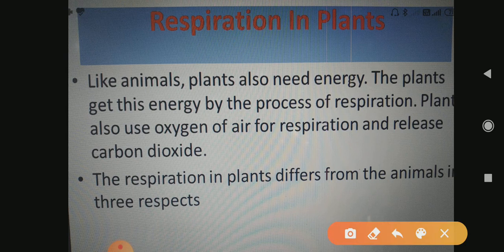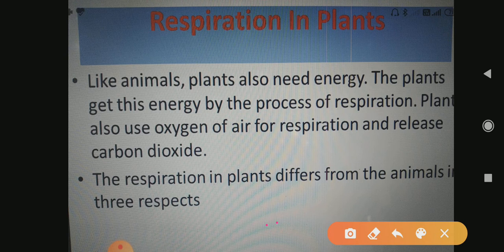Now, like animals, plants also need energy. Plants get this energy by the process of respiration. The same process takes place in plants also. Plants also use the oxygen in the air for respiration, and they also release carbon dioxide. It means as we inhale oxygen and then exhale carbon dioxide, the plant also does the same process. They take in oxygen and take out carbon dioxide.